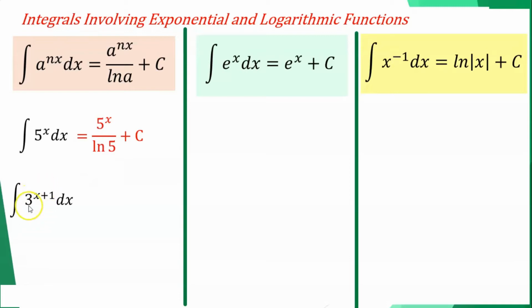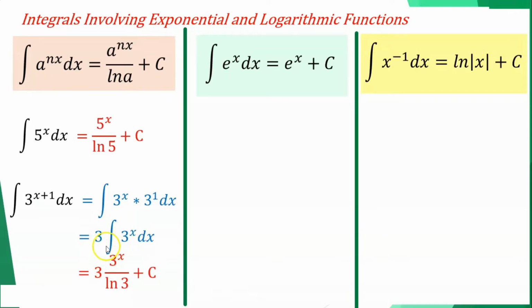If we're given the integral of 3 to the x plus 1 dx. So take note, we can rewrite this as 3 to the power of x times 3 to the power of 1 dx. So we can rewrite this as 3, factor out 3 because it's a constant, then 3 to the x dx. So with this, copy 3 to the power of x over ln of 3 plus c. That's your final answer. Okay, another example.